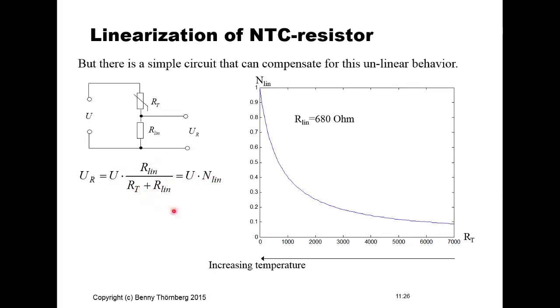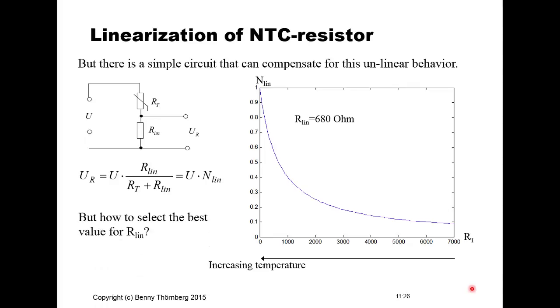And you know that the NTC resistor had decreasing resistance for increasing temperature, but the linearization network has increasing value for increasing temperature. So I think one can realize that these two relations could somehow compensate for each other. So let's be satisfied with that kind of intuitive conclusion for now, and then we will continue to analyze this linearization network.